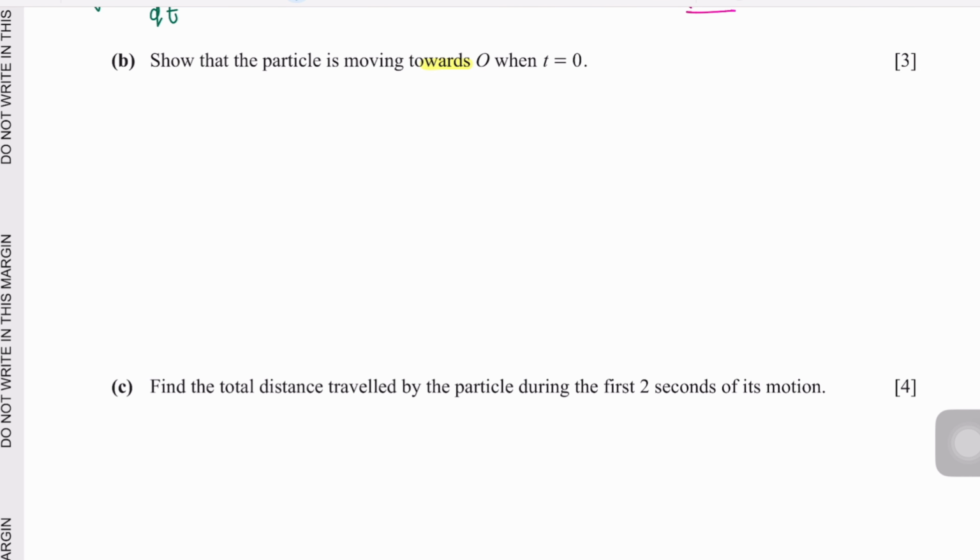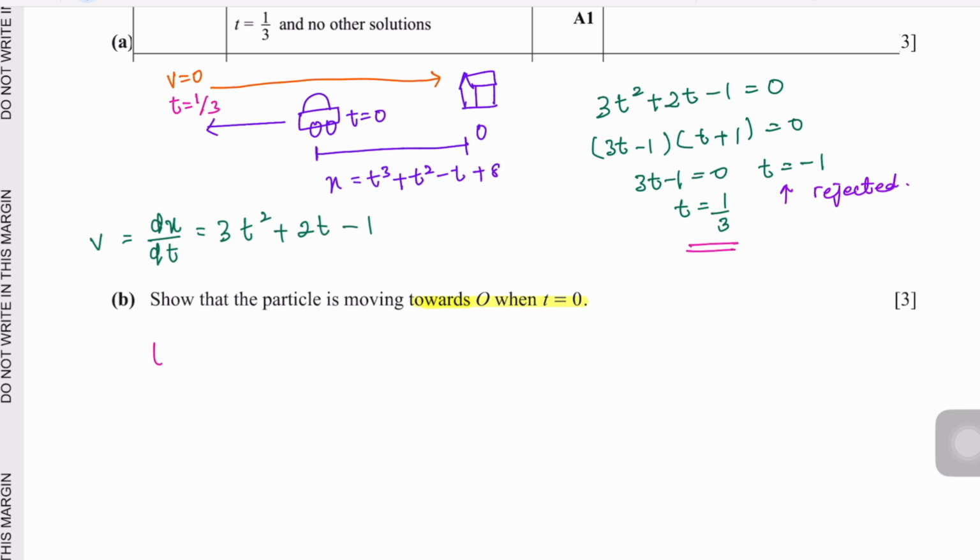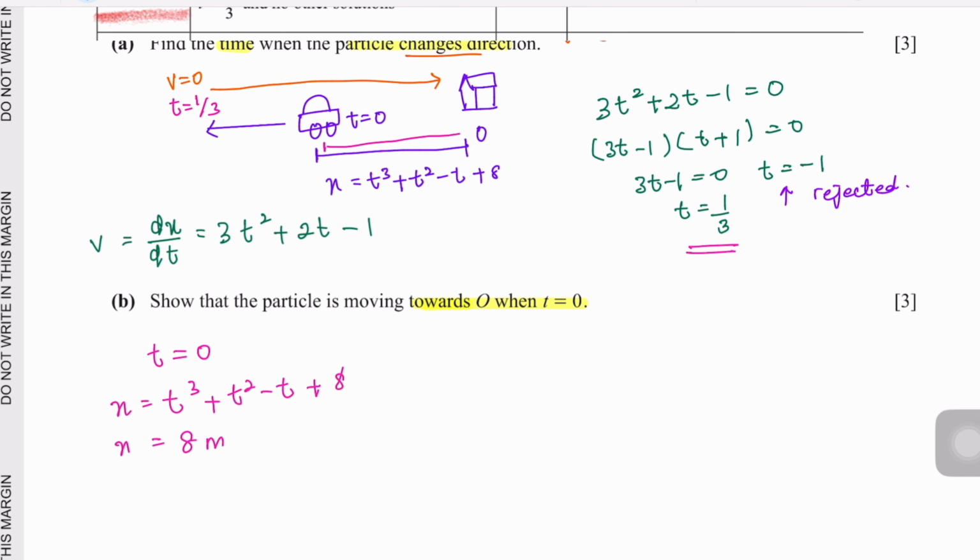Moving on: show that the particle is moving towards O when t is equal to 0. When t is equal to 0, x equals t cubed plus t squared minus t plus 8. When t is equal to 0, all of this will be 0, so we know that it has already traveled 8 meters. From t equals 0 to the origin O, which is home, that's going to be 8 meters.